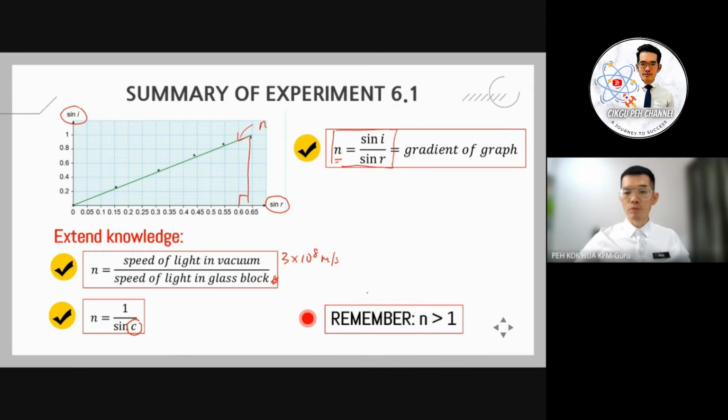And here, you must remember that the n you get must be greater than 1. If your reading of n is less than 1, that means the equation you used is reversed. So make sure the refractive index you get is greater than 1.